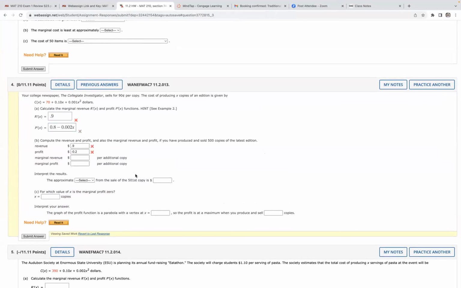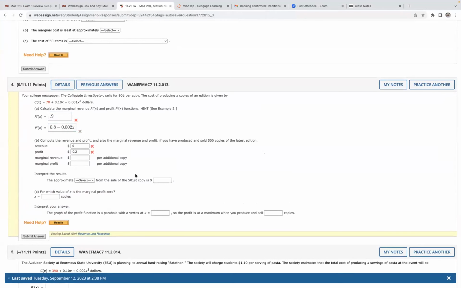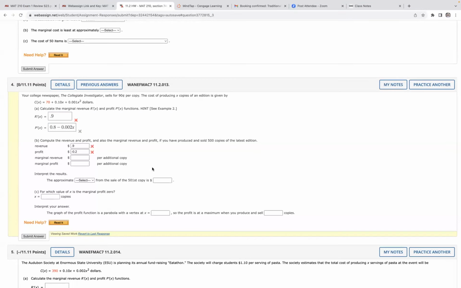Oh, compute the revenue and profit. Okay, sorry, not marginal revenue. I see. Put 0.9 in the third box and minus 0.2 in the fourth box. Now the revenue, the first box is 0.9 times 500. So we need to just calculate that real quick. So 450 for that.